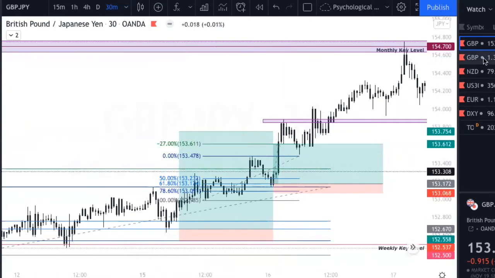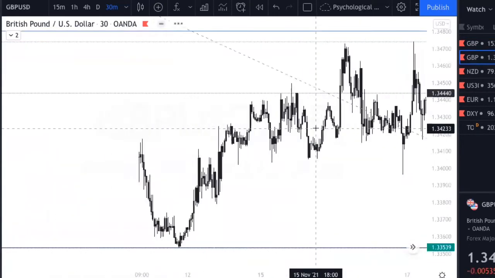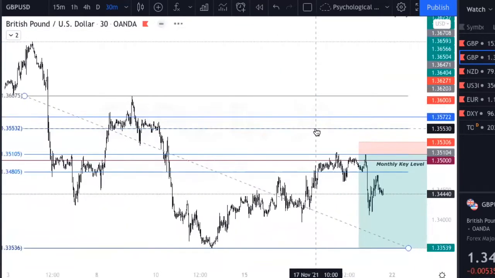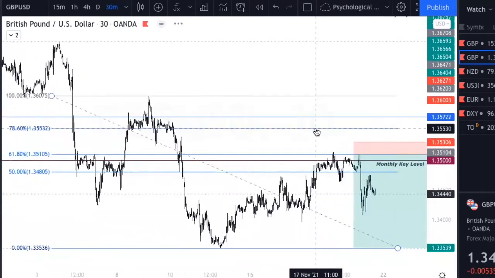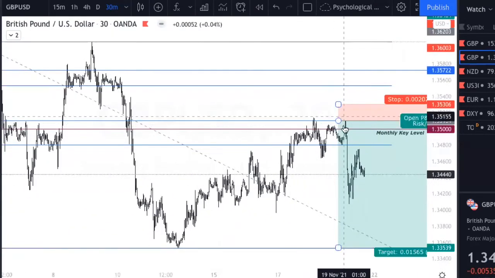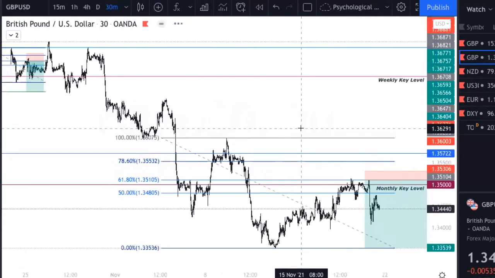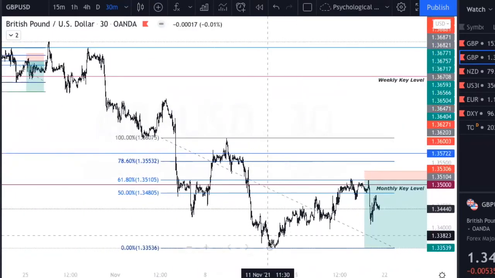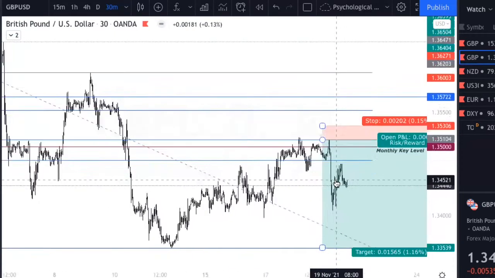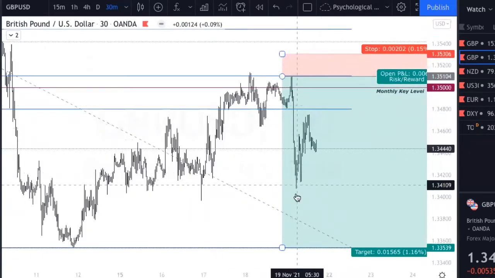Now going into GBPUSD, let me find it. So this one is one that I was taking because it was at major structure, starting to do multiple touches in this area that I have marked as a key level. But what I did was take from this swing high to this swing low and wait for price to retrace into this 61% area for my fib, and boom, price drop.